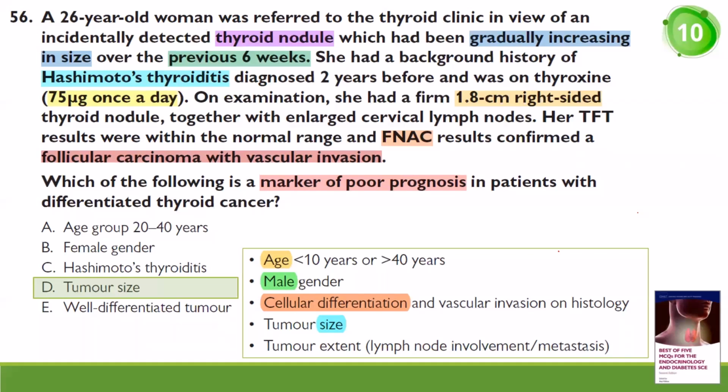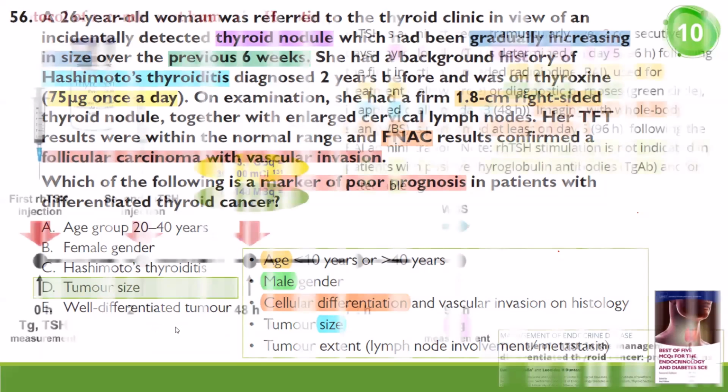Age less than 10 or more than 40. Male gender is a poor prognosis. Cellular differentiation and vascular invasion, tumor size and tumor lymph node or metastasis is a risk factor for poor prognosis.